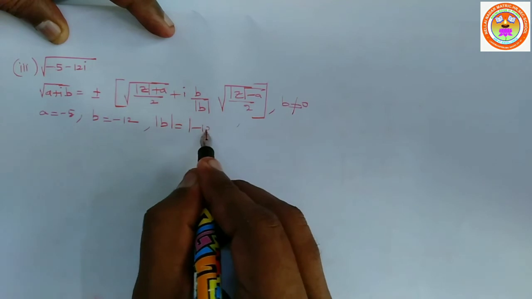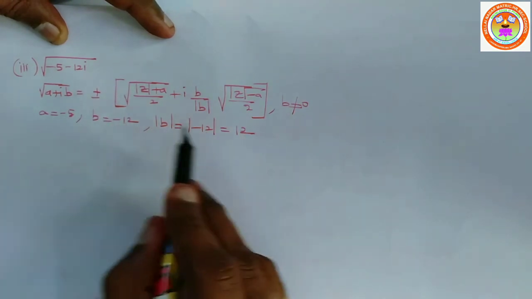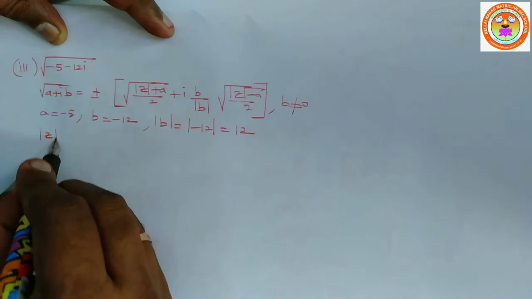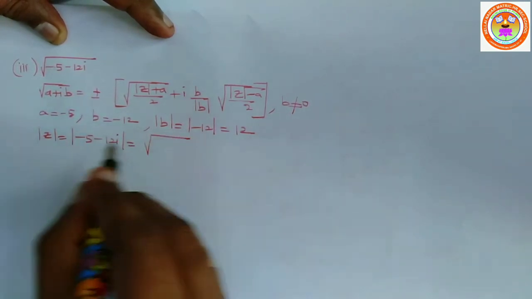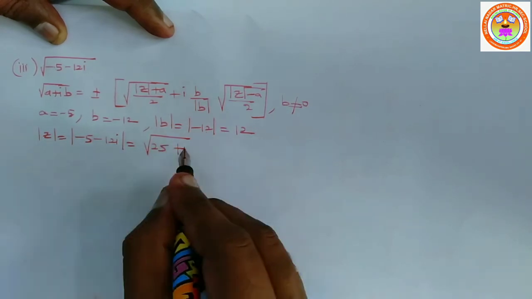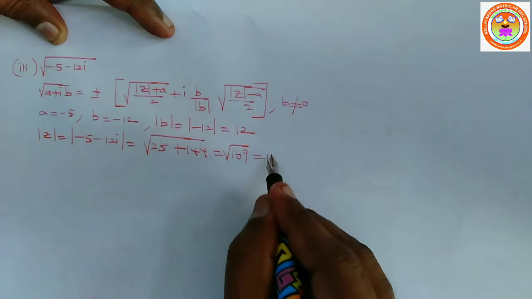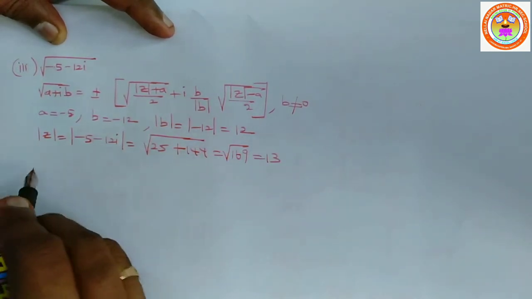Modulus of b is equal to modulus of minus 12. Modulus of minus 12 is plus 12 only. Because b is minus 12, modulus of b is nothing but plus 12. So next modulus of z is nothing but modulus of minus 5 minus 12i. So square root of minus 5 the whole square, 25, plus 12 the whole square, 144, square root of 169, which gives 13. Real square plus imaginary square. Now I can apply the formula.